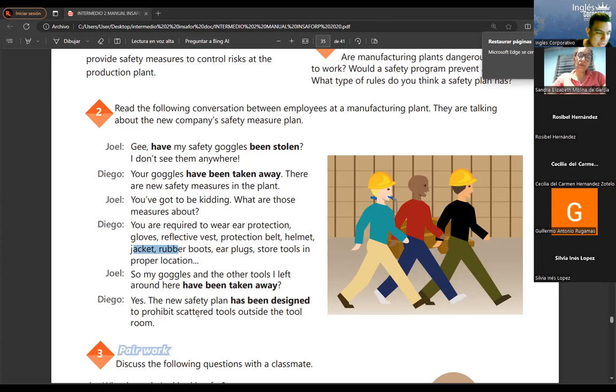Okay, outside scattered, can you repeat after me? Scattered tools. Outside. The tool rooms. Excellent.